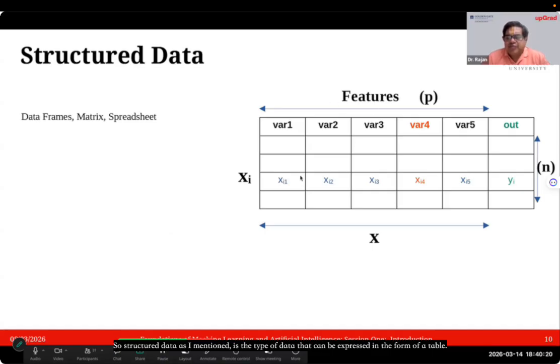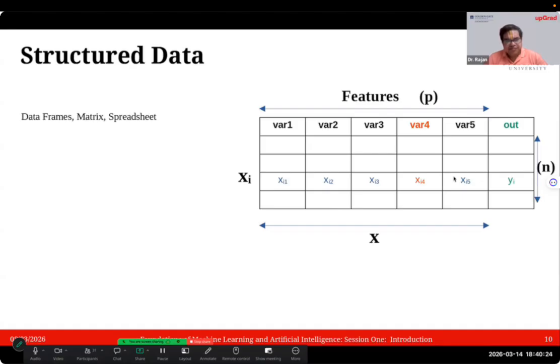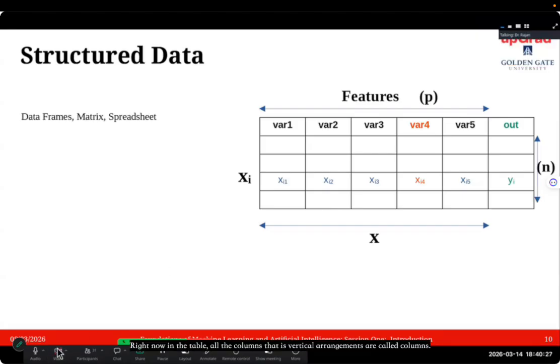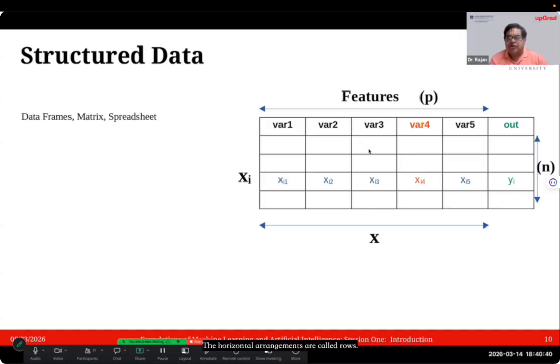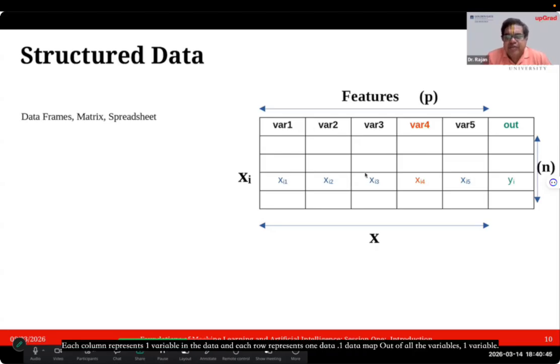as I mentioned, is the type of data that can be expressed in the form of a table, right? Now, in the table, the vertical arrangements are called columns. The horizontal arrangements are called rows. Each column represents one variable in the data. And each row represents one data point, one datum.